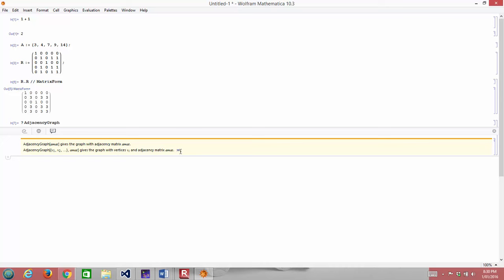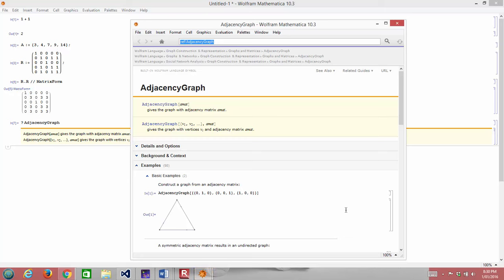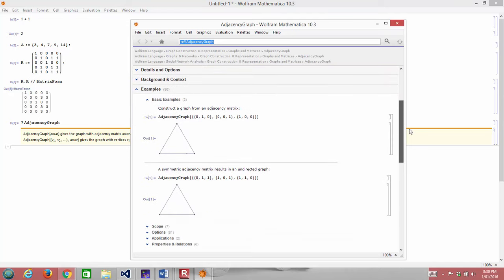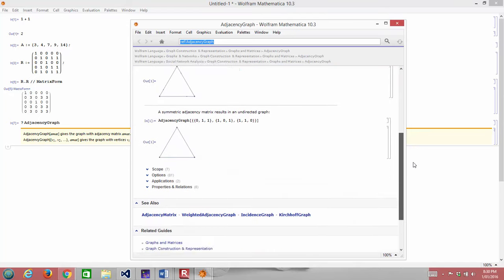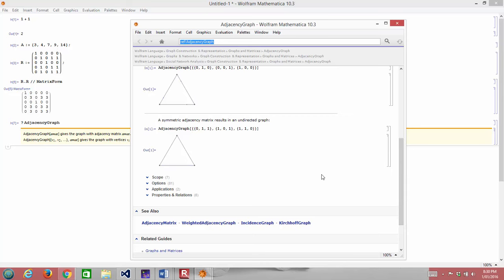One thing I can do is click on these double arrows right here and Mathematica will pop up this very helpful browser that tries to give me some examples with some terminology, examples, details and options, backgrounds if I want to click on that, and it gives me an example of what the input would look like and the output. And it gives me other things that I might want to take a look at.